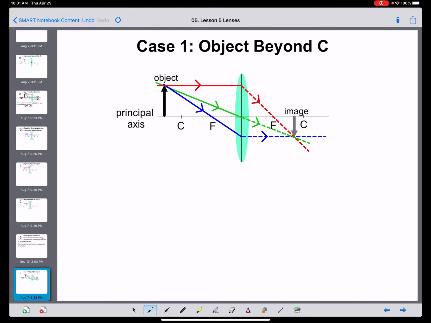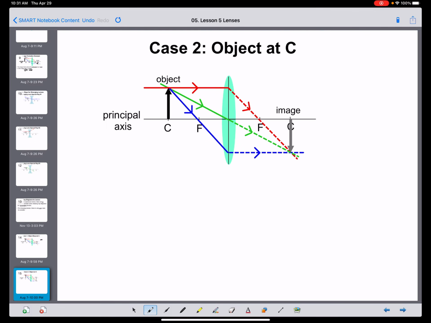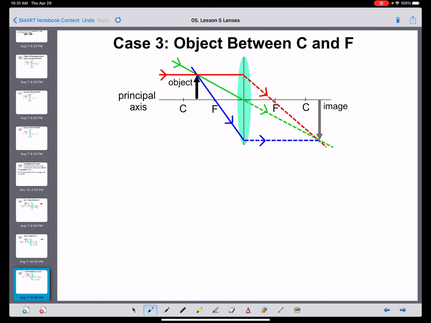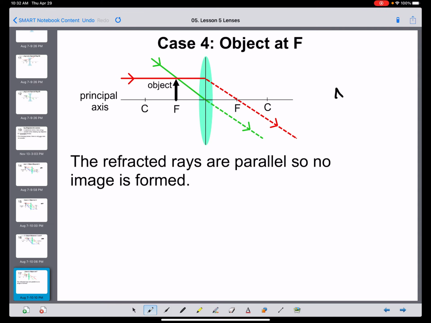So here's case 1 for a converging lens. We see here that our image is smaller, inverted, and real. For case 2, no change in size, inverted and real. Case 3, the image is bigger, inverted and real. Case 4, no image forms.